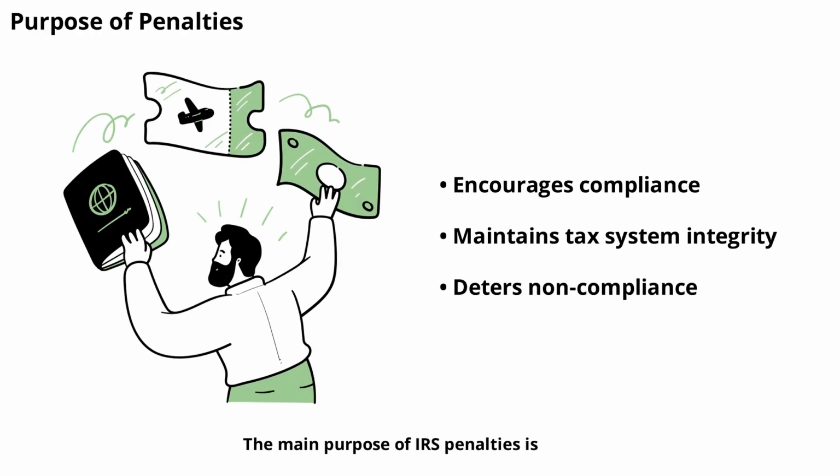and the government. The main purpose of IRS penalties is to encourage taxpayers to comply with tax laws. By imposing financial consequences for late or incorrect filings, the IRS creates a strong incentive for individuals and businesses to meet their obligations. This helps maintain the integrity of the tax system and ensures that everyone pays their fair share. Without penalties, there would be little deterrent against ignoring tax responsibilities, which could lead to widespread noncompliance.